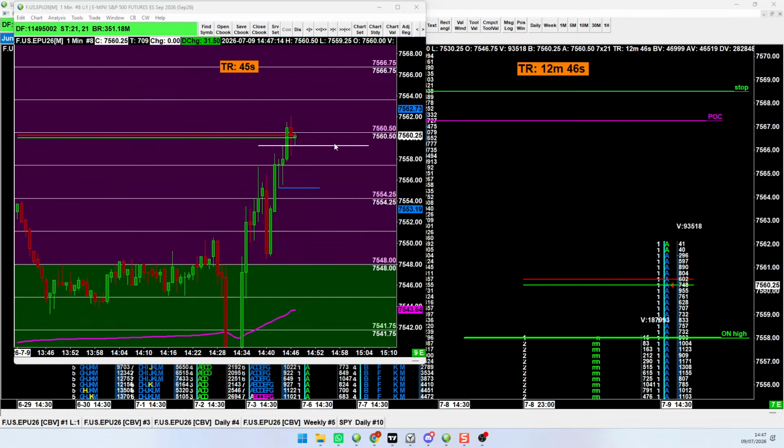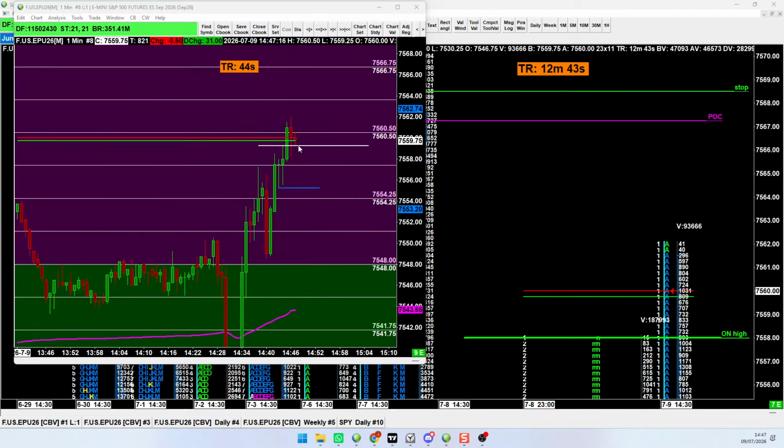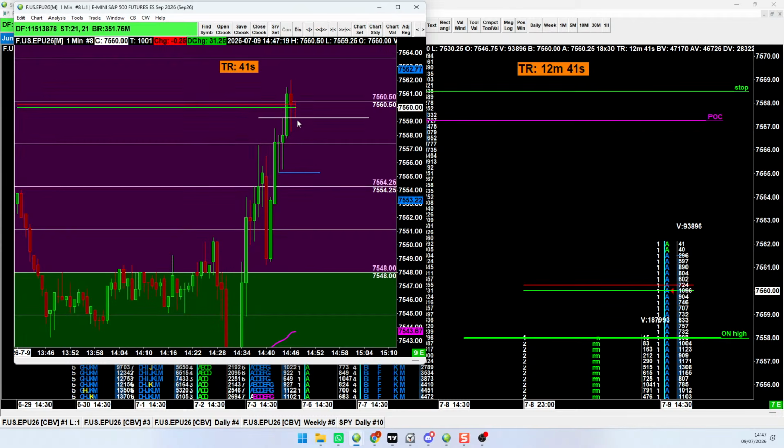And see where there was resistance before is now becoming support. That doesn't always happen, but it's just curious. See where the sellers were, now they flip to the bid. See?